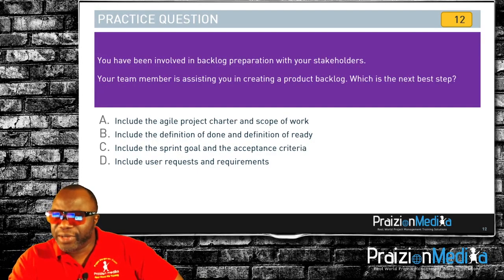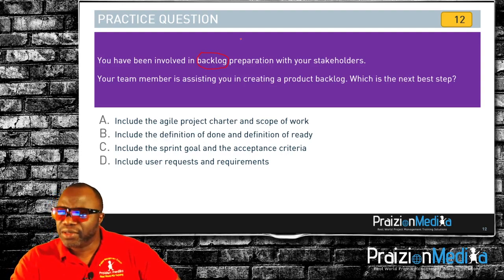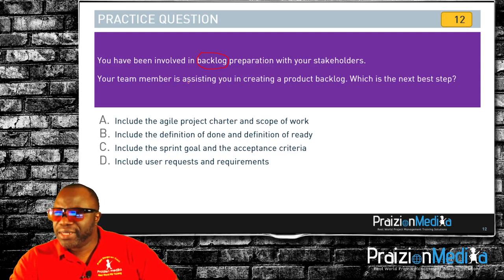You have been involved in backlog preparation with your stakeholders. Now, on the exam, if they tell you it's backlog, you've got to remember that backlog is an umbrella word that is used for any sort of backlog. It could be product backlog, it could be service backlog, it could be IT request backlog, whatever the case. It says your team member is assisting you in creating a product backlog. What is the next best step? It's a little bit vague overall. You've got to look in the options to understand what they're talking about.